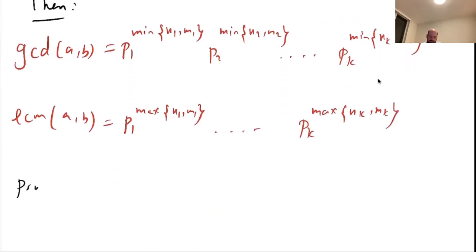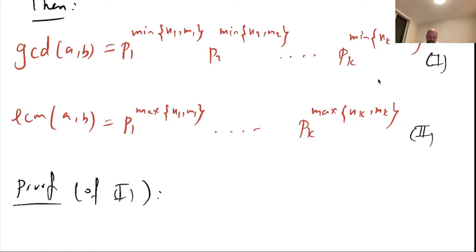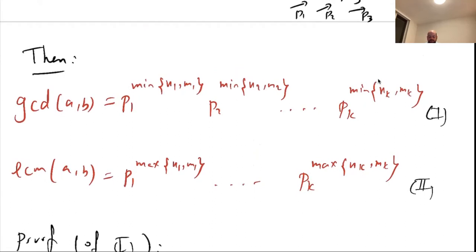Now let's see whether we can prove this for GCD. Let me call this one formula 1 and this one formula 2. Let me say proof of 1. I want to show that the expression on the right-hand side is the GCD of A and B. GCD means greatest common divisor. So first of all, I have to show that this is a common divisor for A and B, and then show that it is the greatest common divisor for A and B.